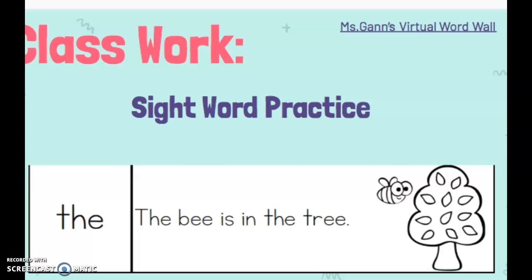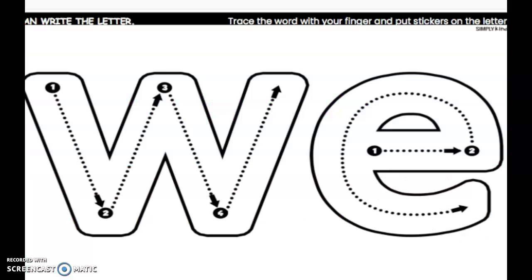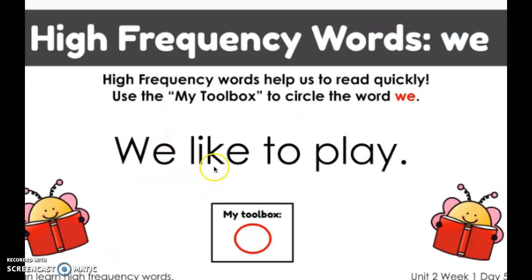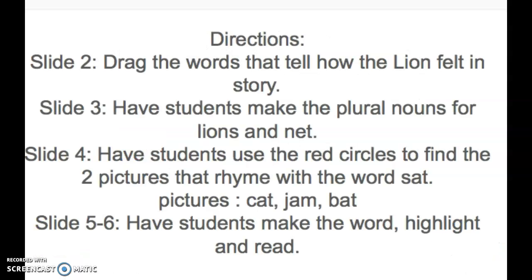Our next sight word is we. We, W-E. We like to play. Find the word we right here. All right, Miss Gann's going to go ahead and explain your independent work.